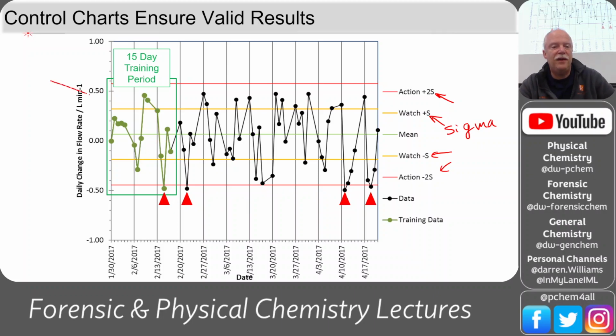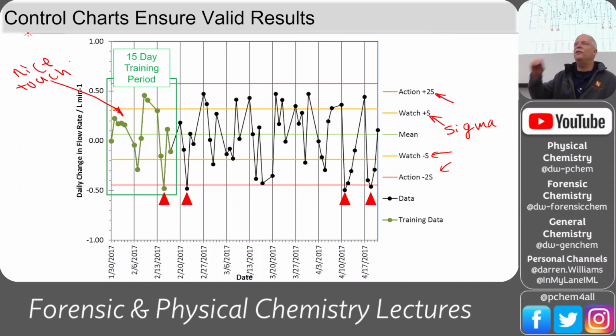Now, it's nice if I have a different color. It's not required, but it'd be nice. Nice touch, if the training period's a different color. So how do I do that? Well, I plot all of the data on my chart, and then I grab the training data and I plot it on my chart next. And since it's plotted next, it shows up on top of the other data. And I just make it a different color.